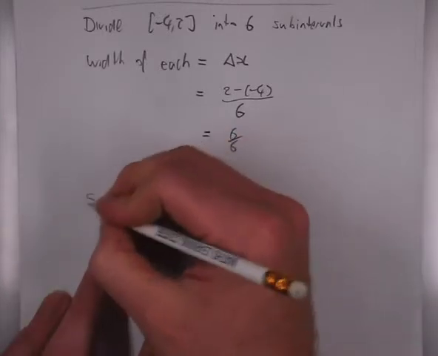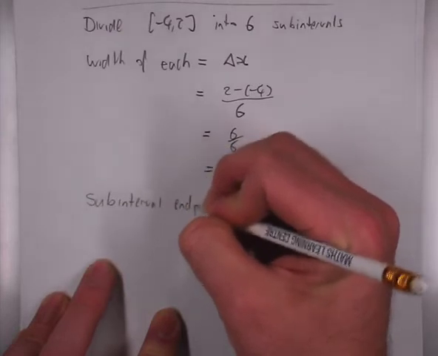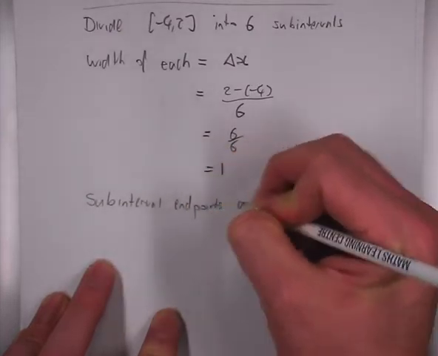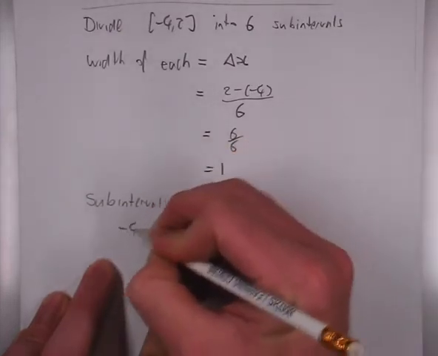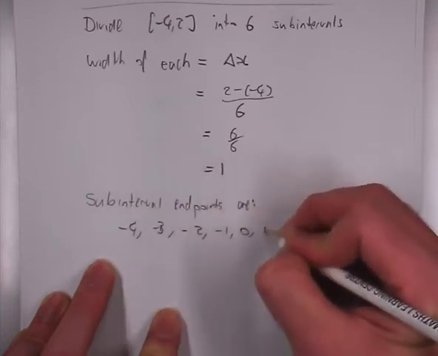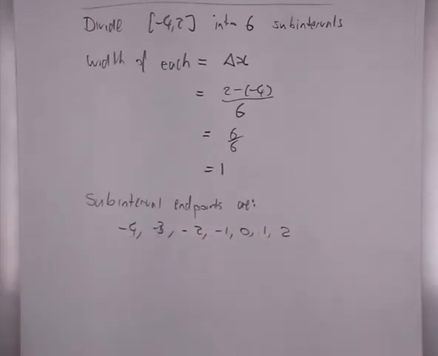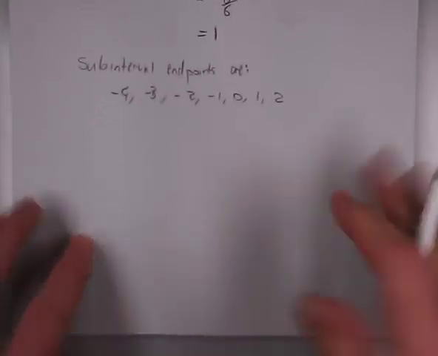So my subinterval endpoints are -4, -3, -2, -1, 0, 1 and 2. 1, 2, 3, 4, 5, 6 intervals in total. Okay? And then each of... Right. I'm supposed to draw a picture in order to figure out what's going on.